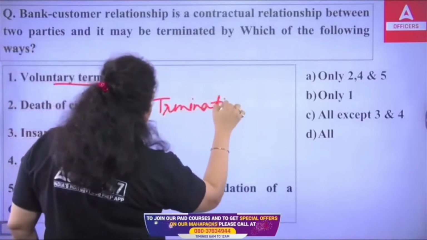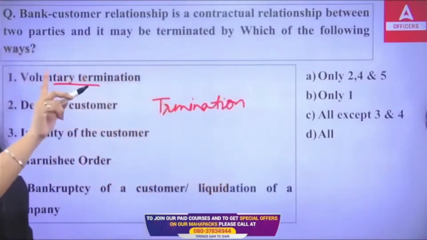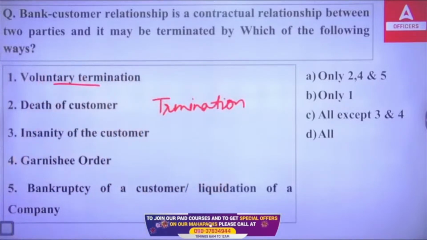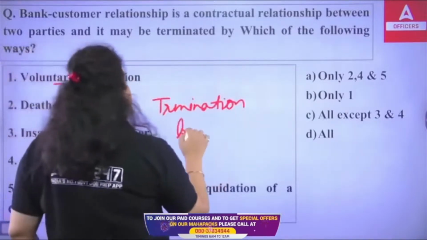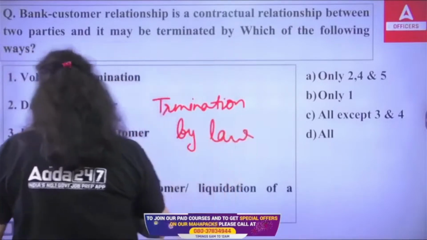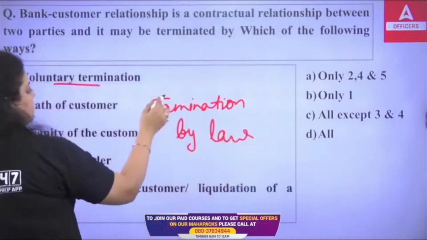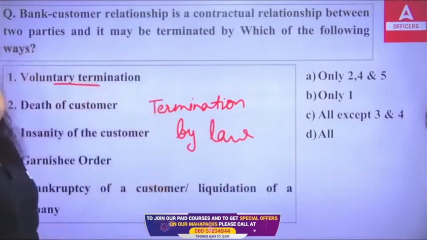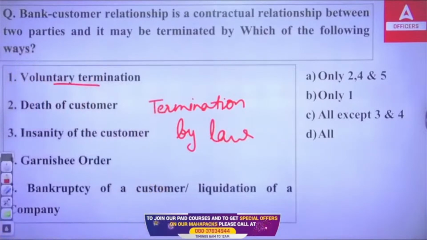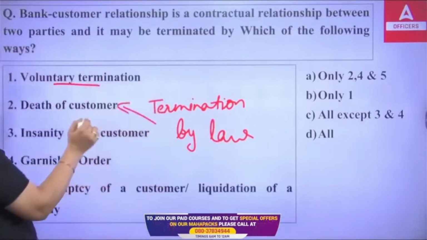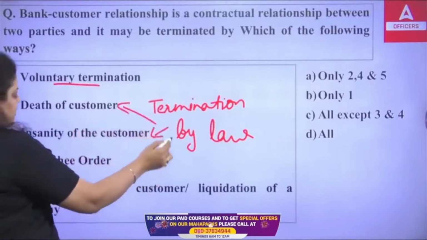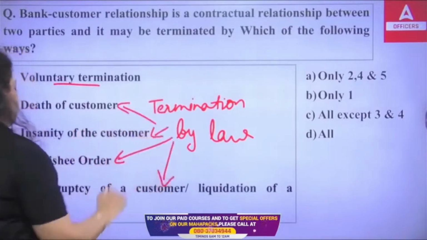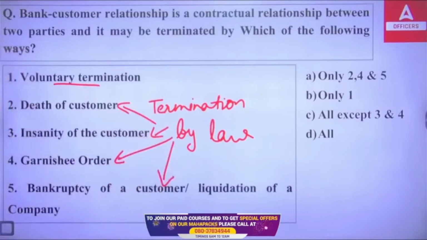termination of this contractual relationship between a banker and customer. The termination will be done by law. Termination, if done by law, will be done in case of death of customer, in case of insanity of the customer, in case of garnish order, in case of bankruptcy of a customer, and liquidation of a company. All these will be the part of termination by law.